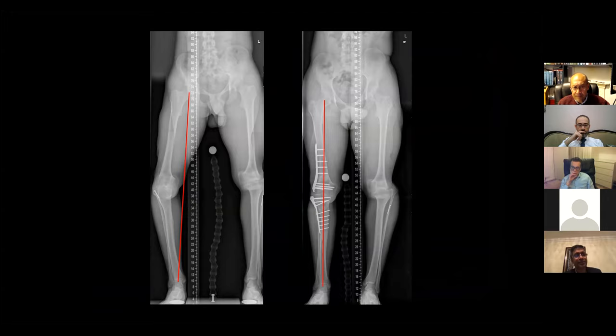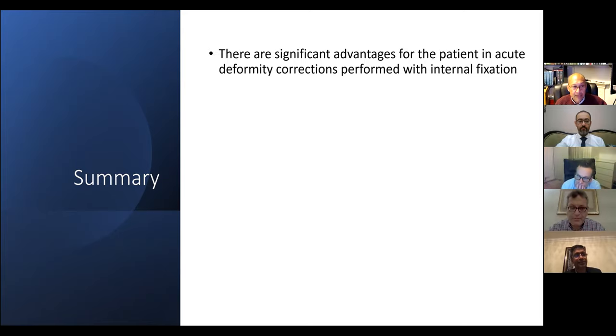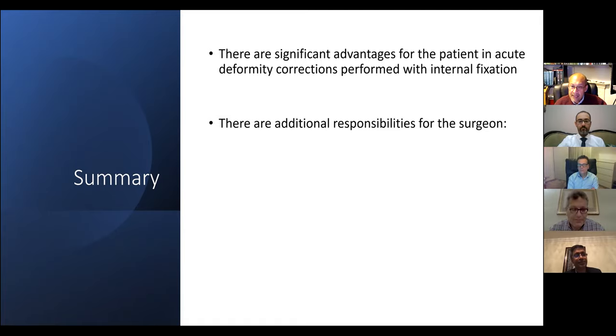So to summarize and to conclude, I've shown two examples of multi-level correction. One is a rotational correction, and the other one is both a single plane and oblique plane deformity combined together. There are significant advantages for the patient, but there are additional responsibilities for the surgeon. Your responsibility would be careful analysis and simulation before surgery.